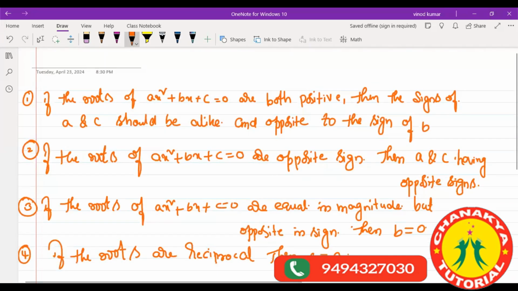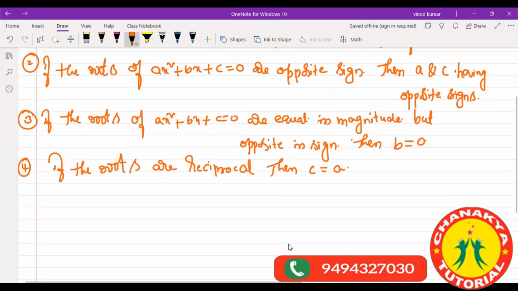Yeah, these are the tips and tricks of the given quadratic equation. Roots have some nature, and by using that nature, we get conditions, meaning what the a, b, c signs will be. By seeing the a, b, c signs, we can immediately say about the nature of the roots. If the roots are reciprocal, then c equals a, we got.